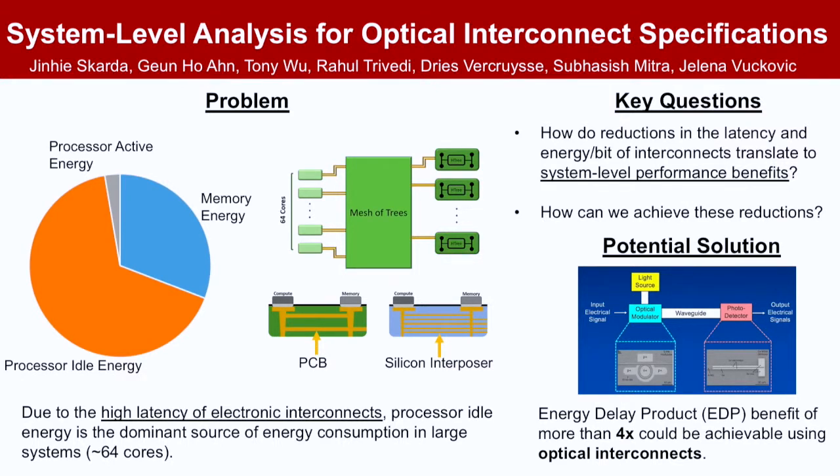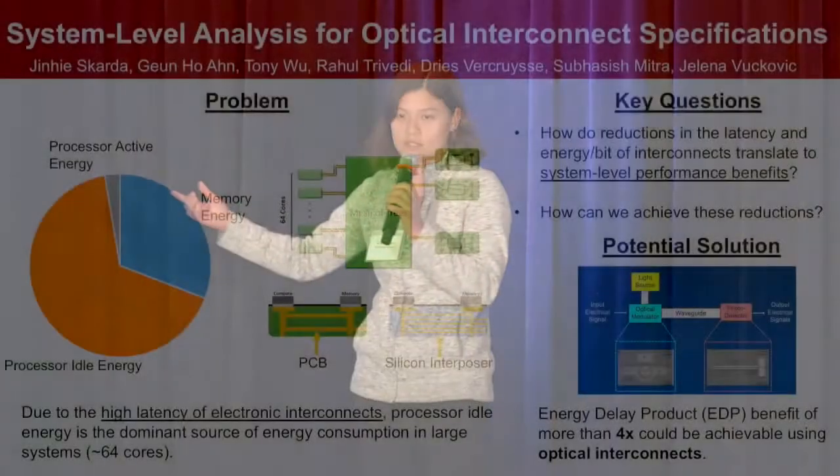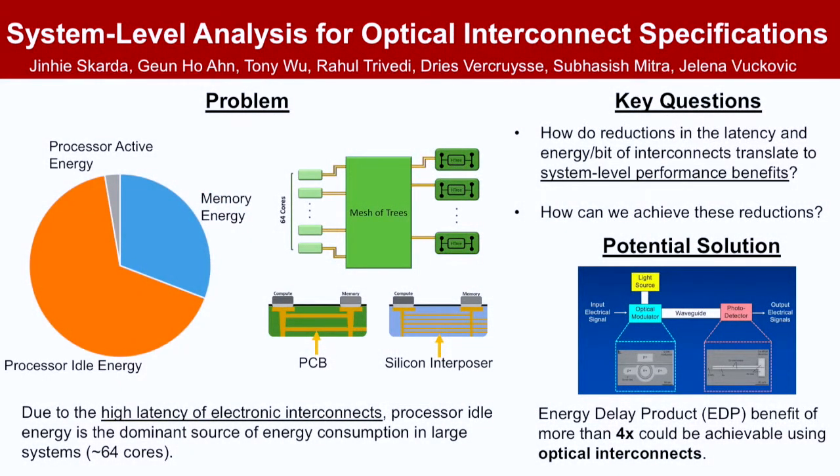And then the second question is, how can we actually achieve these sorts of reductions that will give us appreciable system level benefits? One potential solution that we're looking at here is optical interconnects. And it seems like with the types of parameters that can be achieved using these systems, we can achieve system level benefits of 4x and upwards.